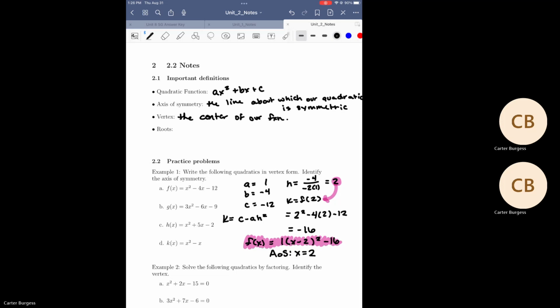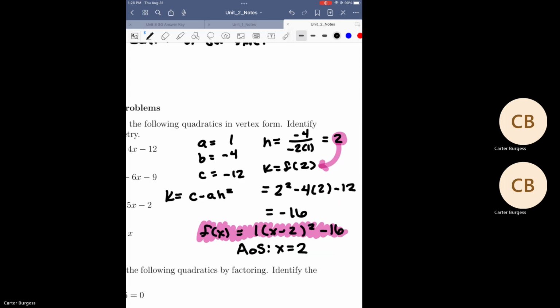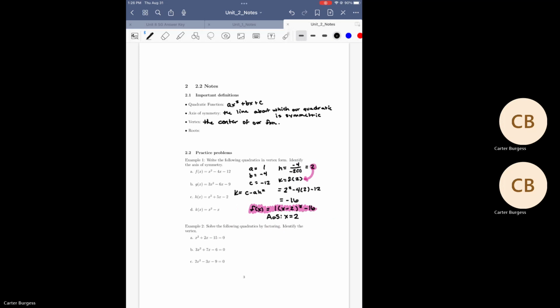So it'll be positive 2, negative 16. The reason why we see that minus 2 is because the x flips when we do that transformation. That x shift flip-flops. But yeah, absolutely. As far as the vertex goes, that point is 2, negative 16.